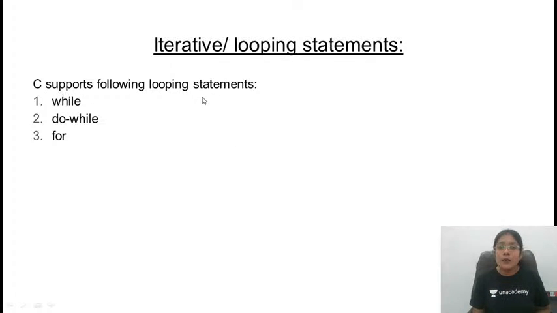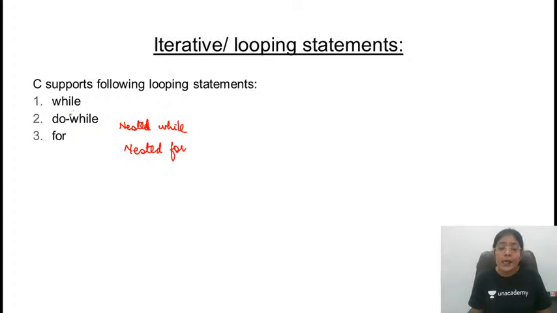So in C, basically C supports while, do while and for loop. But what is the difference between while and do while? Definitely we'll talk about nested while as well as nested for also. Nested means loop inside the loop. Nested loop means loop inside the loop, that is nested loop.